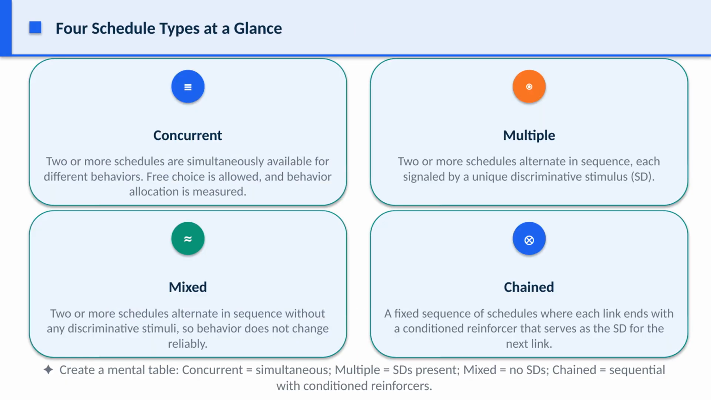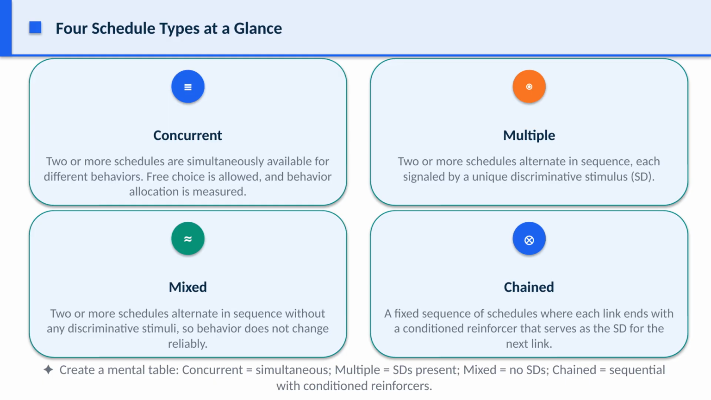On this slide, we have the 4 schedule types you'll need to distinguish for the BCBA exam. Concurrent schedules present 2 or more schedules simultaneously, each for a different behavior, allowing free choice. Think of a pigeon in a chamber with 2 keys, each on its own schedule. This is key for measuring preference and behavior allocation, often assessed in matching law questions.